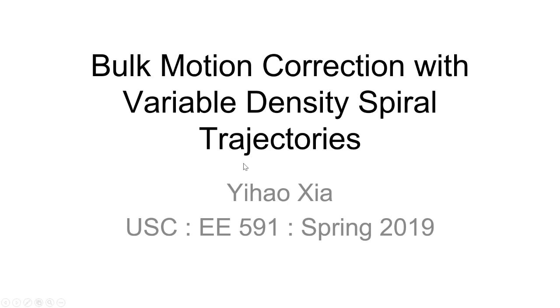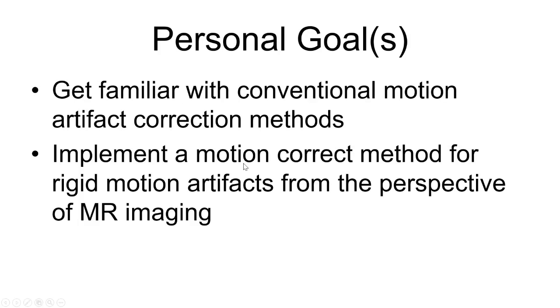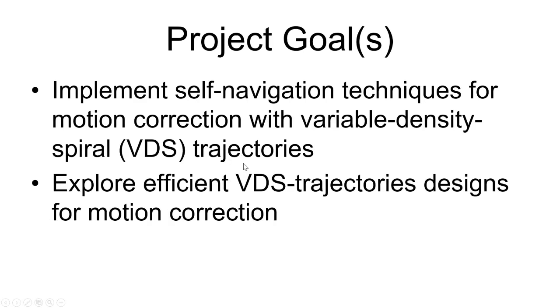I focus on motion correction with variable density spiral trajectories. My personal goals in this project are, first, to get familiar with conventional motion artifact correction methods, and then implement a motion correction method for rigid motion artifacts from the perspective of MR imaging. Especially, I want to implement self-navigation techniques for motion correction with variable density spiral trajectories, and then explore efficient VDS trajectories designed for motion correction.